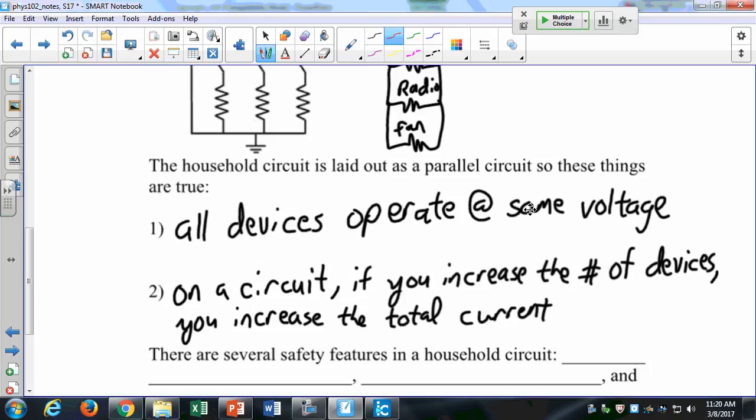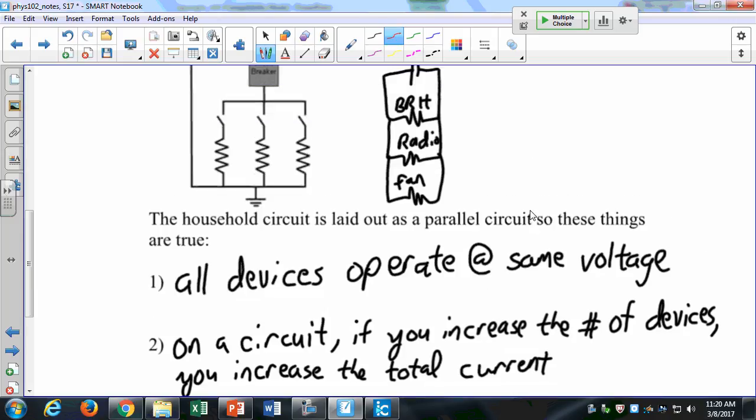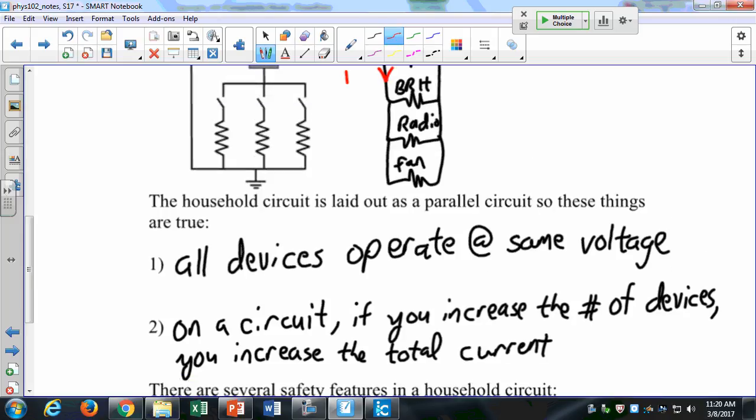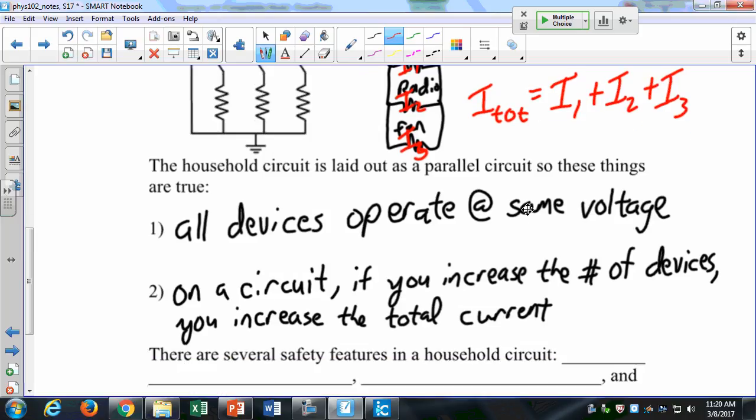That is to say that, going back to this circuit that we have up here, I have a total current right here. And that total current is equal to the current here, plus the current here, plus the current here. That I total is equal to I1 plus I2 plus I3. That's true for resistors in parallel. And if that's true, what that means is that as you add more and more devices in your circuit, you get more and more current.